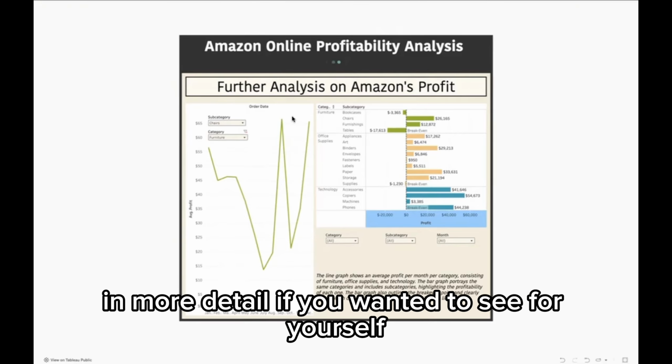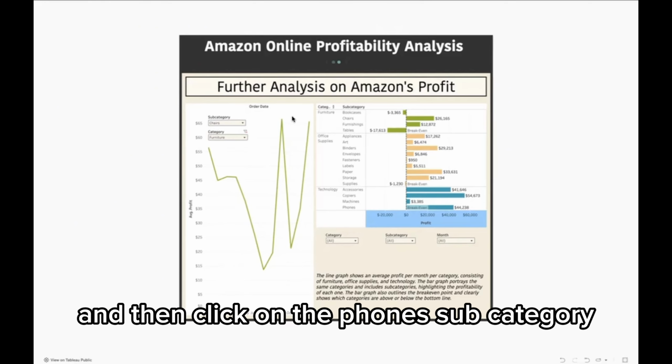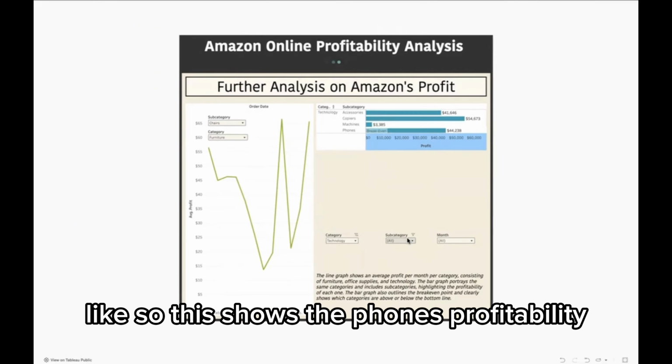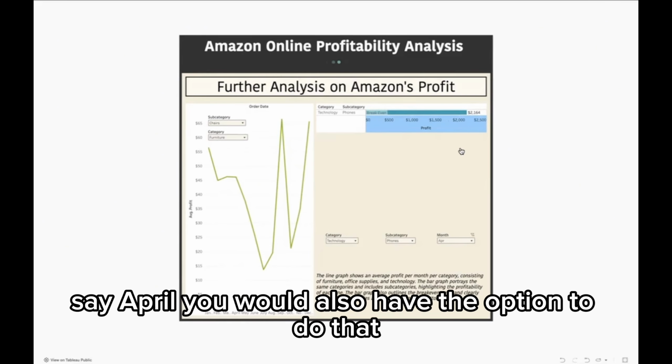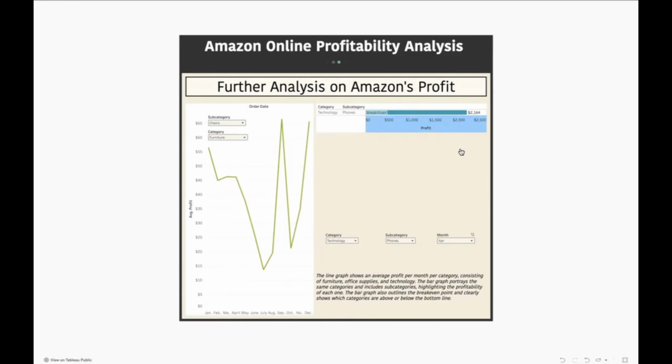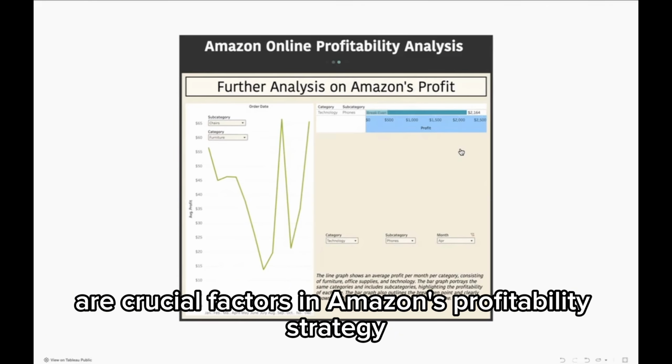There's always an option to view the categories in more detail. If you wanted to see for yourself just how profitable phones are, you could select the technology category and then click on the phone's subcategory, like so. This shows the phone's profitability throughout the entire year, but if you would like to see a specific month, say April, you would also have the option to do that. This analysis clearly demonstrates that both location and product selection are crucial factors in Amazon's profitability strategy.